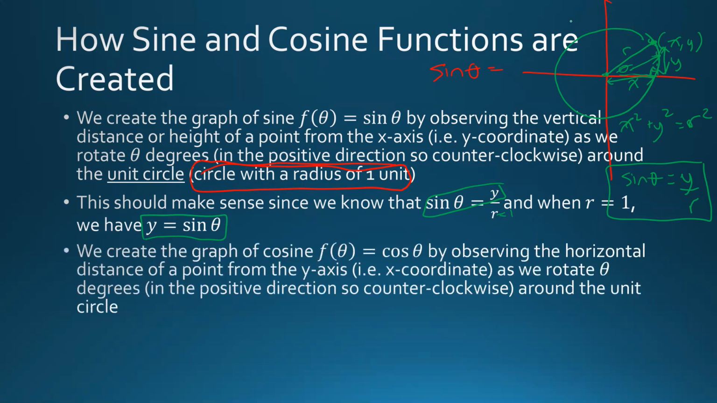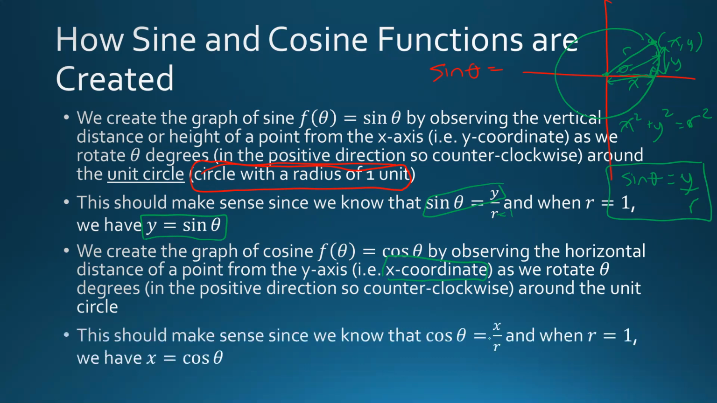We could also create the cosine function by simply observing the horizontal distance of a point from the y-axis. And this is really just looking at the x-coordinate of a point from the y-axis. So what we are doing there is we're essentially just looking at the x-coordinate as we move along a unit circle. And again, because it's a unit circle, you can simply let the radius equal 1, which means that this becomes cos theta is equal to x. So that kind of makes sense with our last graph.